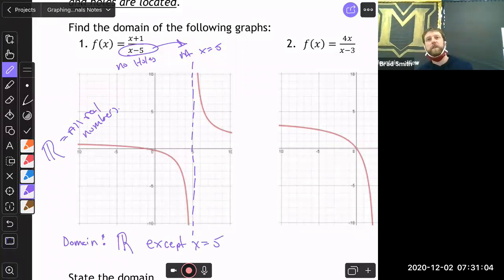I'll show you another way to write it on the second one. So all real numbers except for x cannot equal 5. Because at x is equal to 5, that is a vertical asymptote, so it does not equal anything on that line.